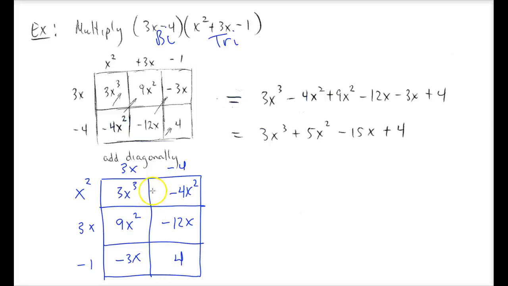And so now from here, if we look in our diagonals, you'll see that these are like terms, these are like terms. So the 3x cubed is all by itself. 9x squared minus 4x squared gives you a positive 5x squared. Negative 3x minus 12x gives you a negative 15x. And the plus 4 is just by itself. And you see that we get the same thing.